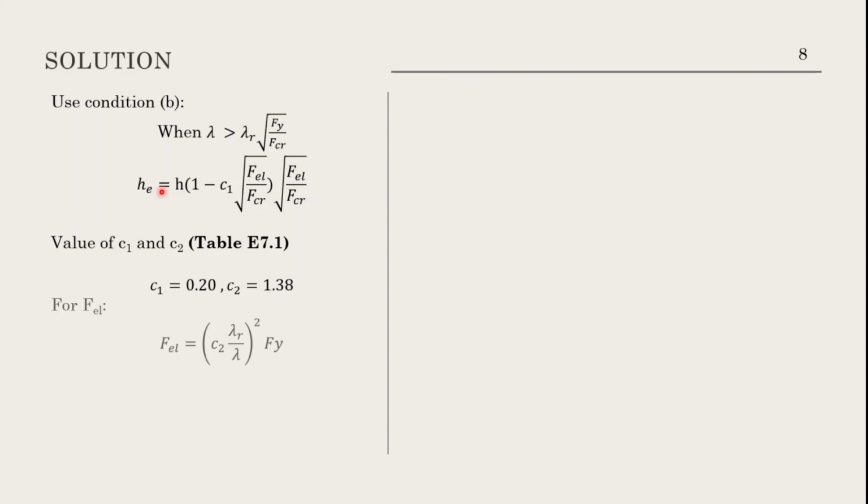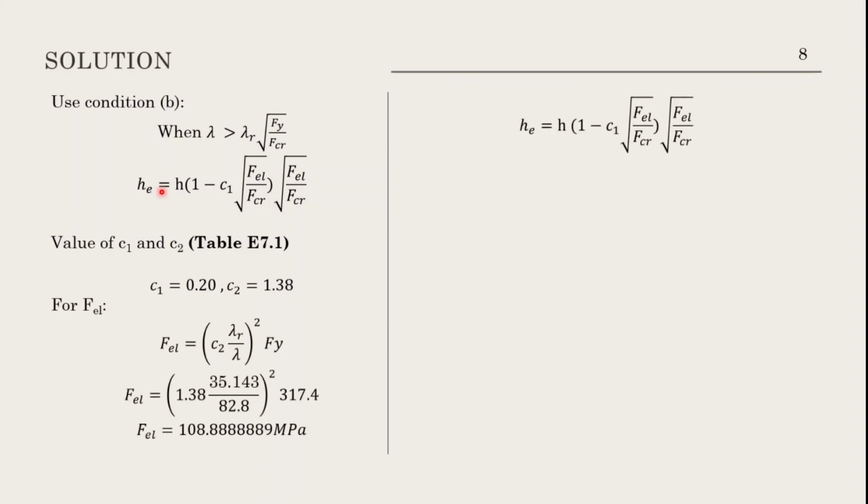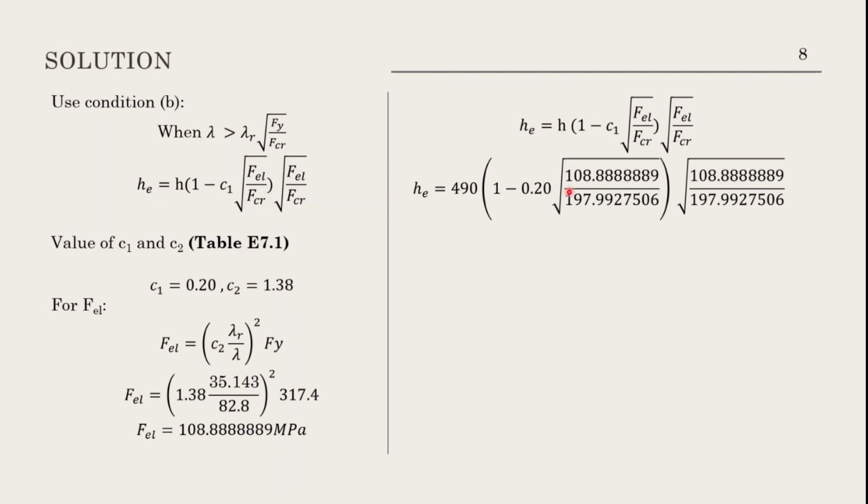So we just substitute the computed values. As you can see, these are the computed values. The FCR that we computed before is this one, 197. And then the original H dimension is 490. Therefore, we can now compute the effective dimension HE, and that is 309.485. So let me just confirm the value. I'll recompute it again. Okay, it's correct. So HE is 309.